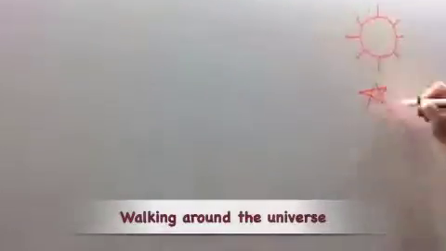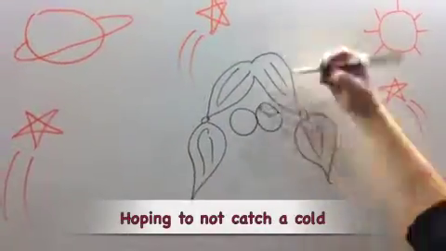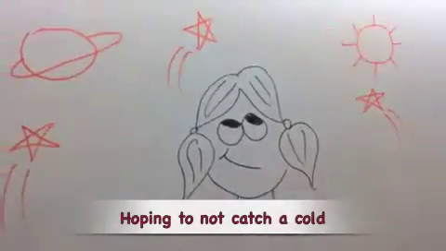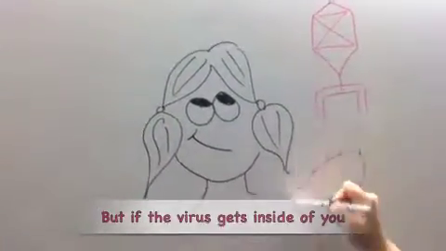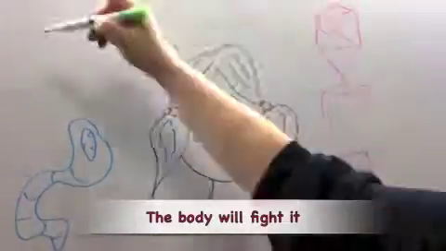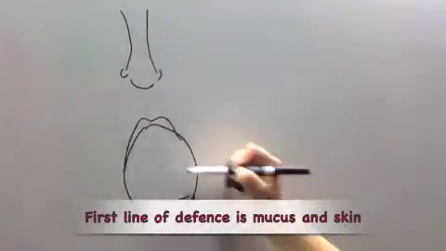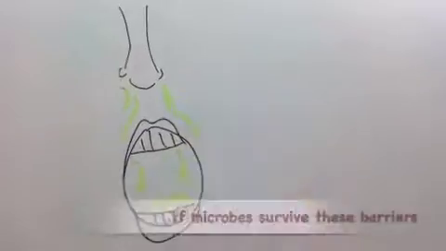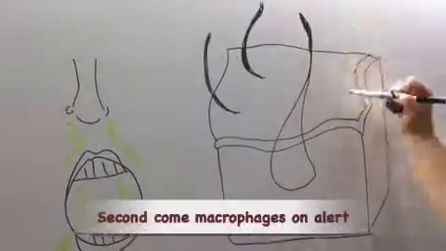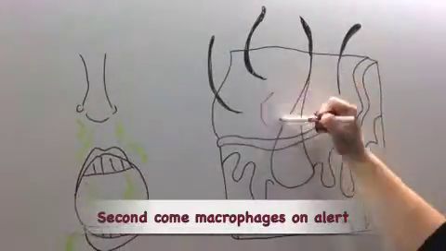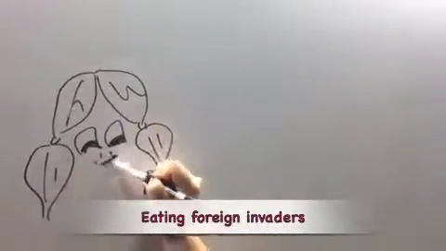Walking around the universe, hoping I'll catch a cold. But if the virus gets inside of you, the body will fight it. First line of defense is mucus and skin. If microbes survive these barriers, second come macrophages on alert, eating foreign invaders.